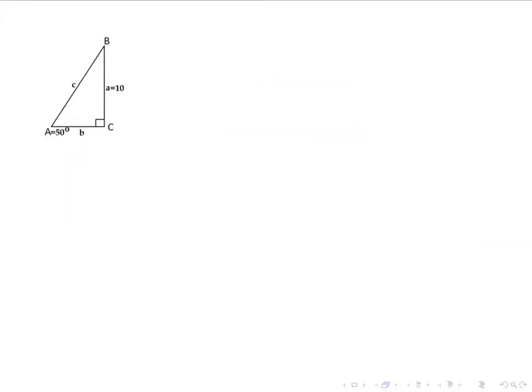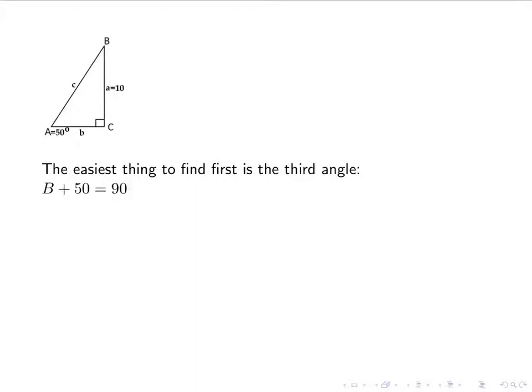Okay, so let's try another one. So again, we have angle C, now we have angle A, and we also have side A. So again, the first thing we want to find is the thing that we have 2 of, which is angles. So we're going to find angle B first. So B plus 50 equals 90. So B must be 40 degrees. Again, remember it's an angle, so it's 40 degrees.